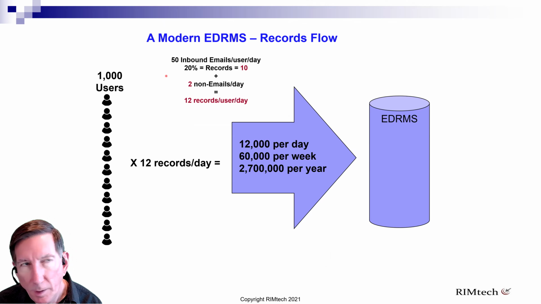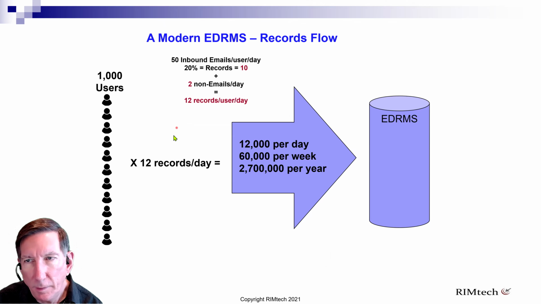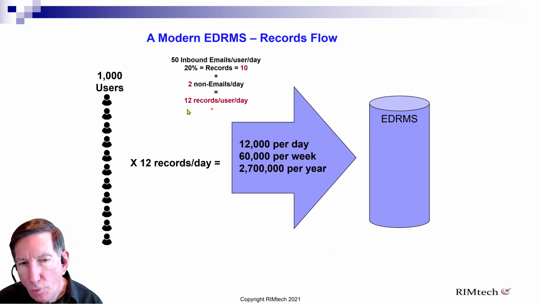So where do they come from? Well, users either created them, or they downloaded them from websites, or they received them from email, or maybe even a machine generated it. Doesn't matter. The total typically is 12. So 12 records per user per day flow into your organization every single working day. So by 5 o'clock, you will have accumulated 12,000 records that single day. Okay, that's 2.7 million a year.